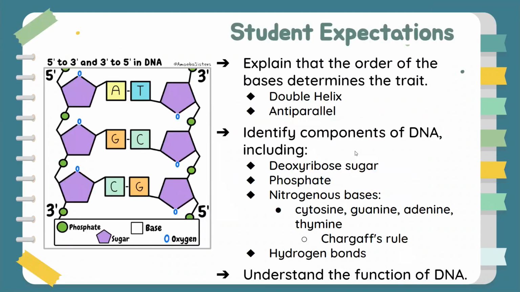By the end of this video, you should be able to explain that the order of the bases determines the trait of an organism, the phrases double helix and antiparallel, as well as identify components of DNA, including deoxyribose sugar, phosphate, our nitrogen bases, cytosine, guanine, adenine, thymine, Chargaff's rule, and how to calculate the role of hydrogen bonds in creating our sugar phosphate backbone, and understand the function of DNA.